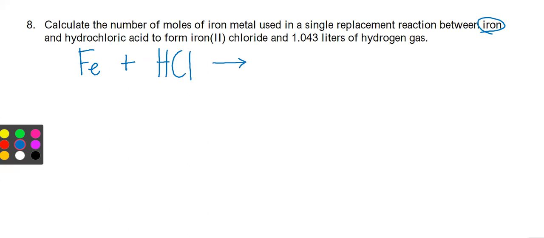Iron 2 chloride, the Roman numeral 2, remember, means that iron has a +2 charge. Chloride is Cl with a -1. So the formula for that will be FeCl2.